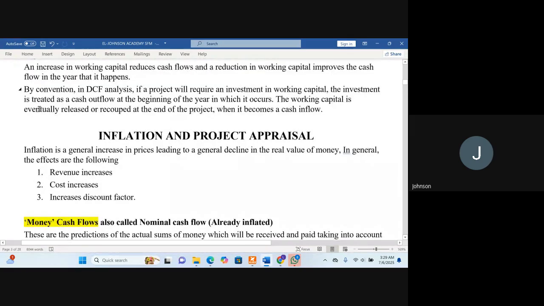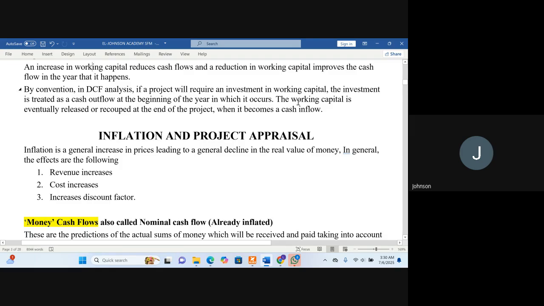By convention, in DCF analysis, in discounting factor analysis, if a project will require an investment in working capital, the investment is treated as a cash outflow at the beginning of the year in which it occurs. The working capital is eventually released or recouped at the end of the project when it becomes a cash inflow.